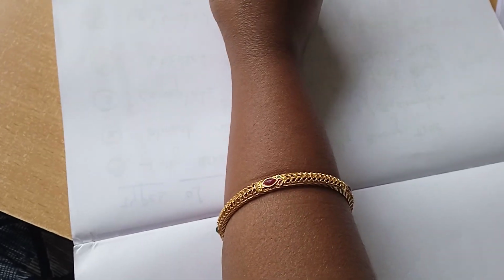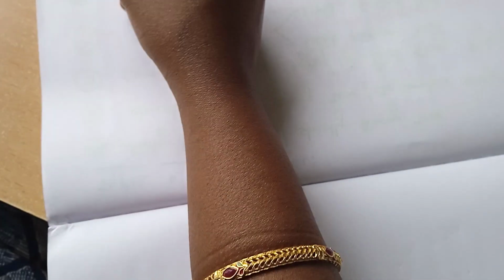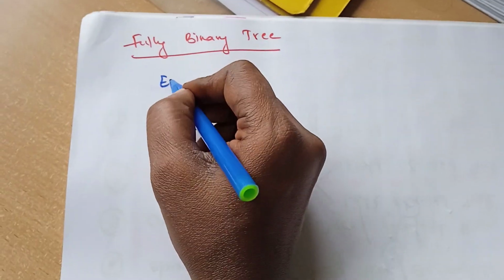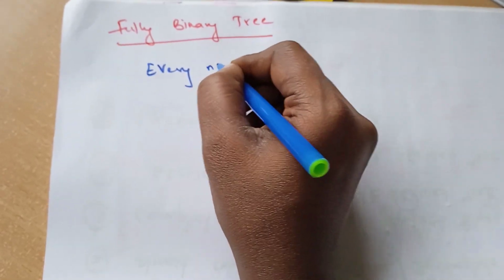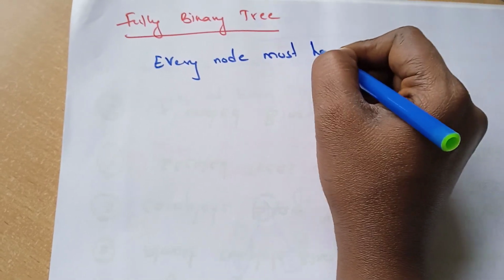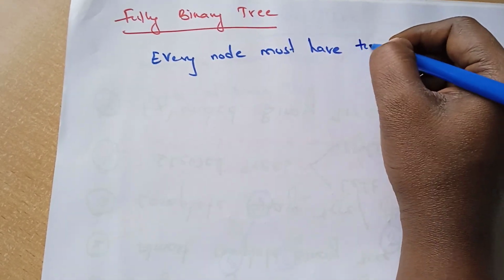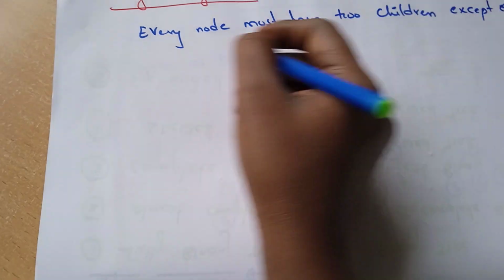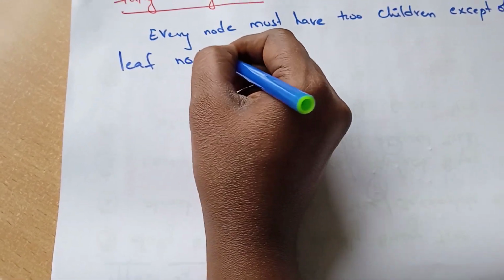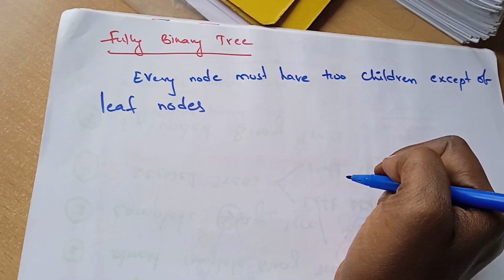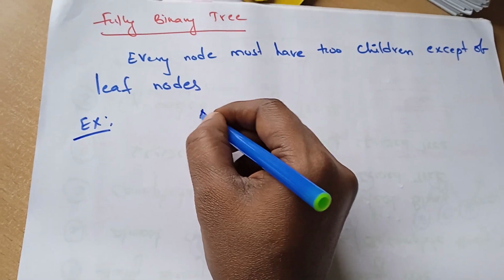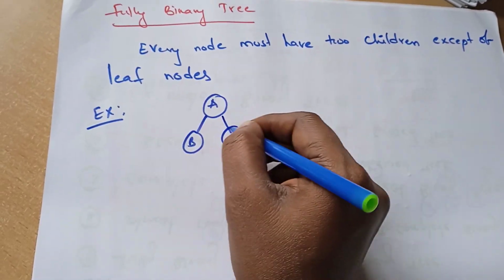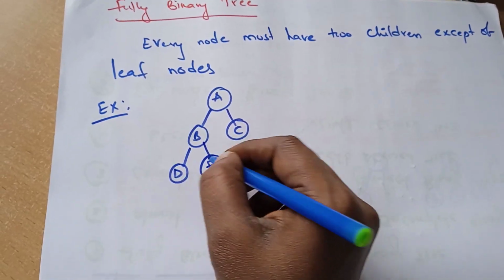Fully binary tree. In a fully binary tree, every node must have two children except leaf nodes. Example: A, B, C, D, E.